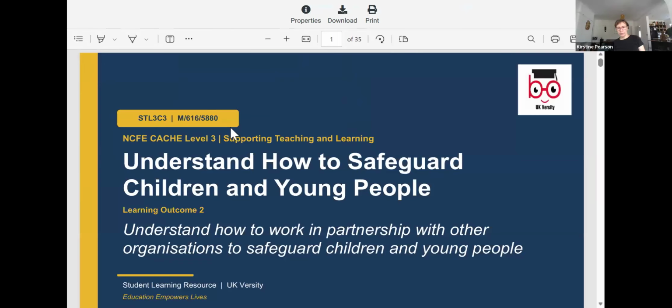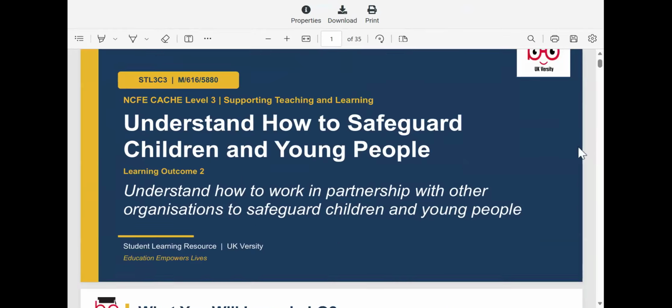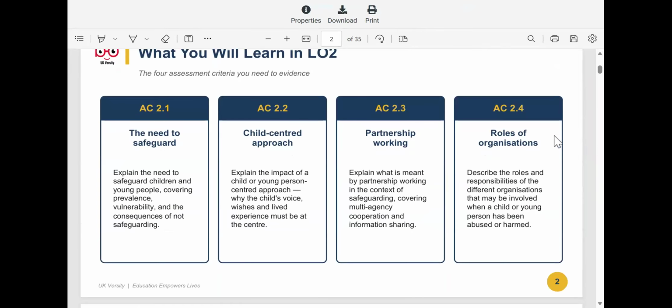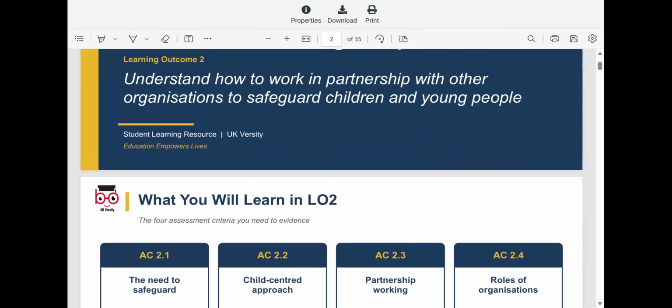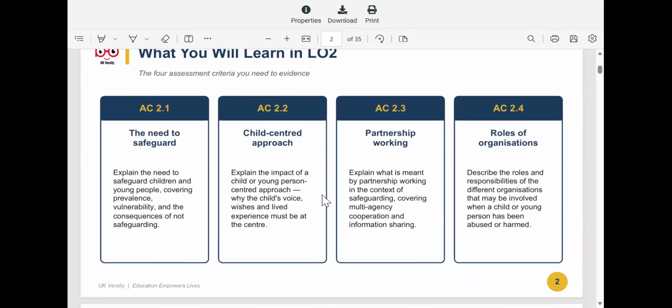So understanding how to safeguard children and young people, and learning outcome 2 is to look at understanding the need to safeguard, the child-centered approach, and looking at partnership working and the roles of organizations.